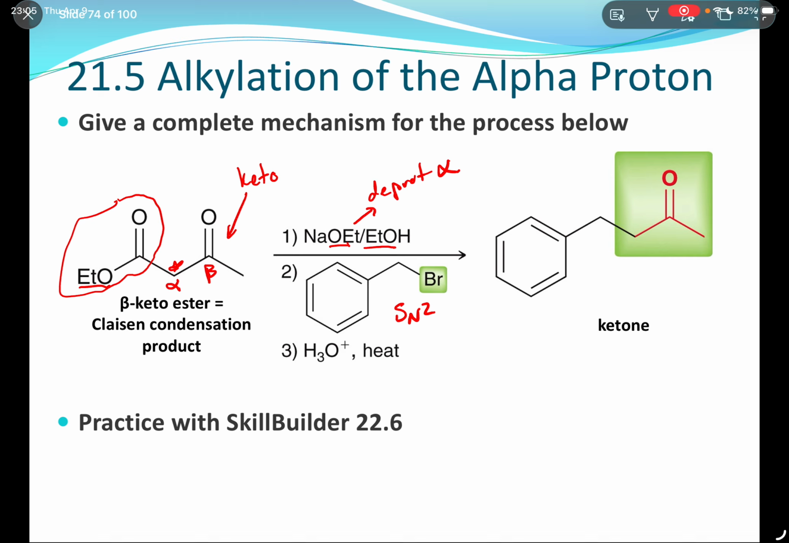Step 3 serves two purposes, same as what we saw with malonic ester. We can do this under acidic or basic conditions. This is showing acidic, but first you're going to hydrolyze the ester, and then it's going to decarboxylate to get rid of the ester and leave us with just the ketone part of the starting beta-keto ester.